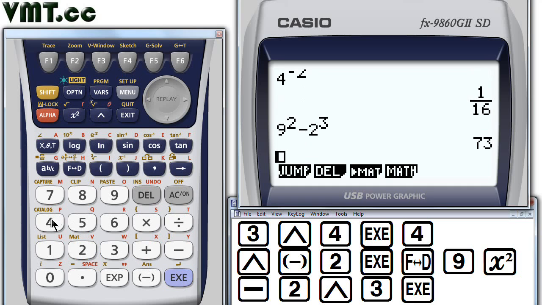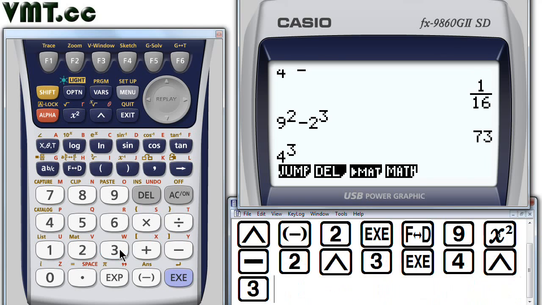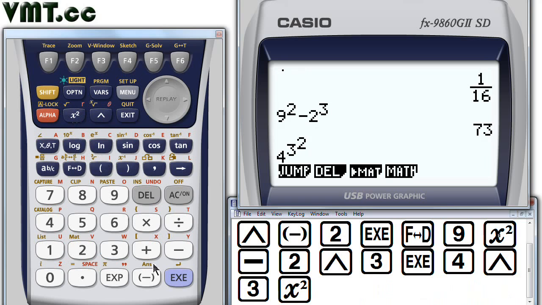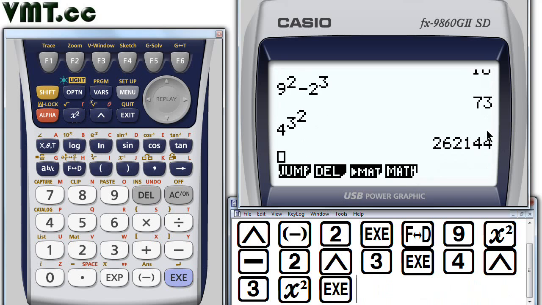Next, type in 4 power 3 and then square it. Execute. There's our answer. And finally, let's raise a fraction to an exponent.